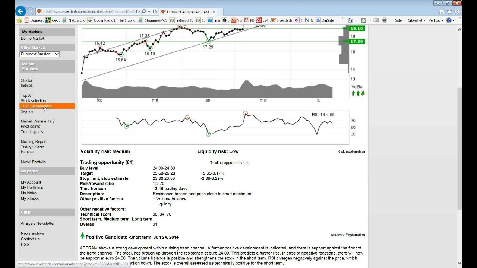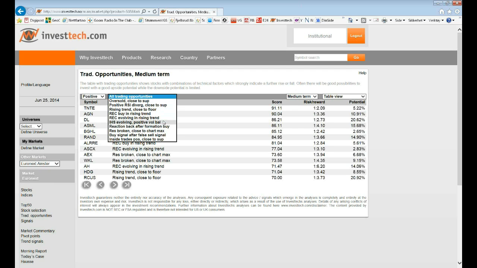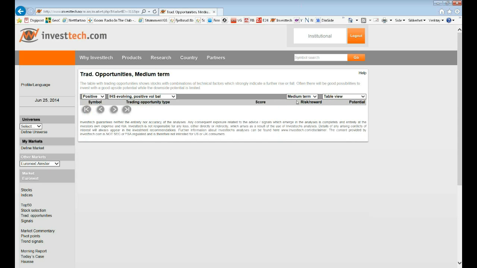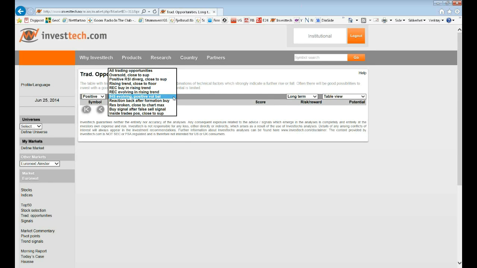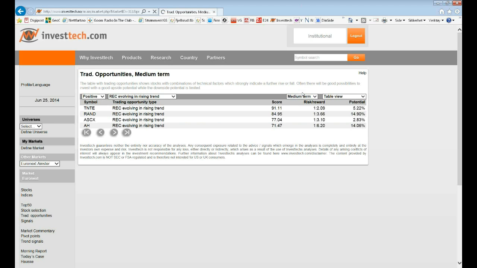Let's then go to trading opportunities, where we again look for the right candidates. Again, trading opportunities is only available at the professional level, or of course also at the institutional level. This time we will look at inverse head and shoulders evolving with a positive volume balance. And sort if you can see any candidates. And in this case we didn't see anyone, so we will go back to a rectangle formation evolving in a rising trend. Go to the medium term.